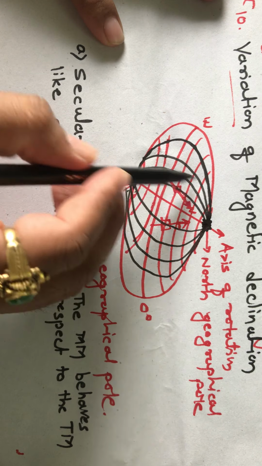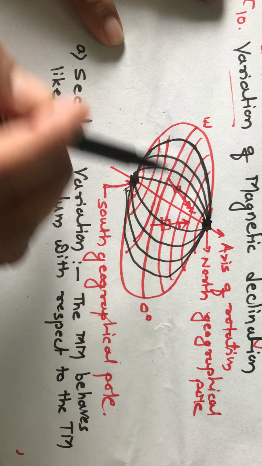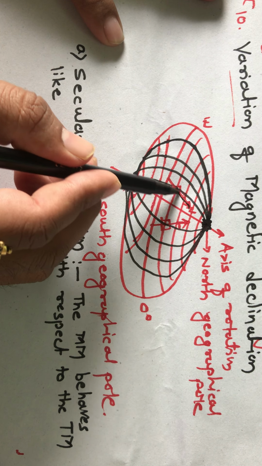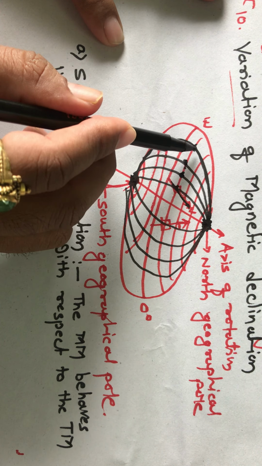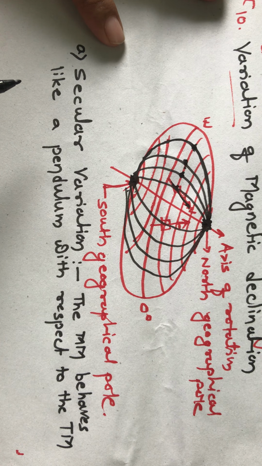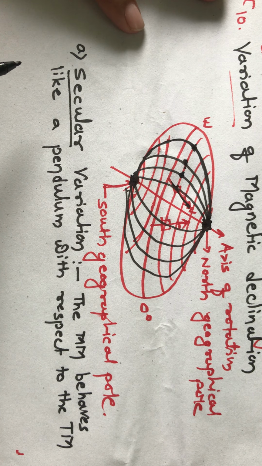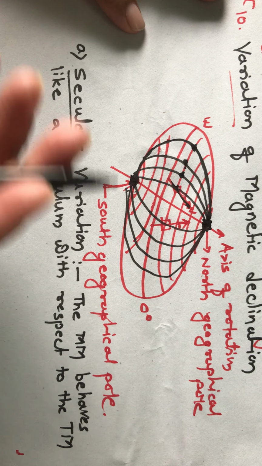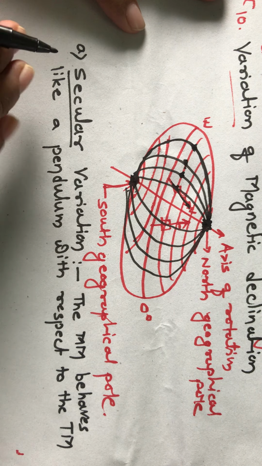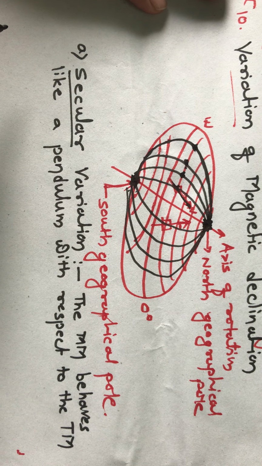True meridians are like this, parallel lines passing through the poles. Now this line called the magnetic meridian will change at each line. Suppose here also the angle will change, here also the angle will change. That is what is called secular variation. Why? After every 100 years or so, it swings from one direction to the opposite direction, hence the declination varies. The variation is known as secular variation.